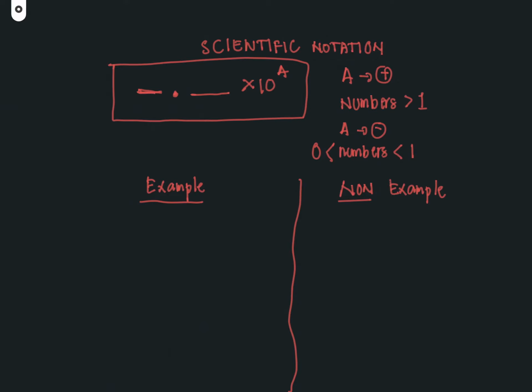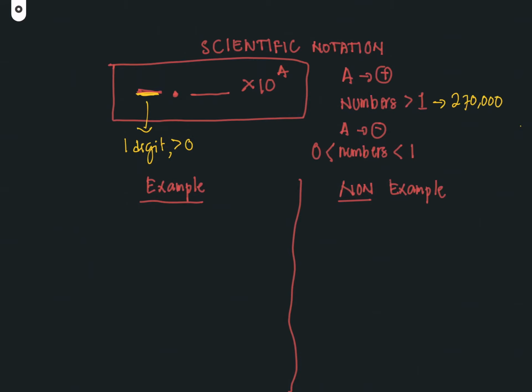So the format is going to be: one digit that is greater than 0, followed by a decimal point, and then the rest of the number multiplied by 10 to the power of a. A is positive when the number in standard form is greater than 1. For example, if we want to write 270,000 in scientific notation, then a will be a positive power.